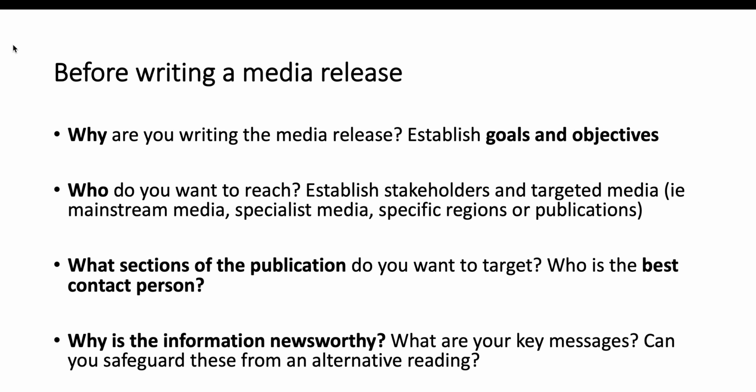Then you need to think about who you want to reach. Are these established stakeholders? Are they new stakeholders? Is it the mainstream media? Is it the mainstream public? Is it a particular demographic? So what section of the publication do you want to target? Some stories might be for a sports audience, and therefore you're trying to attract the sports media, or news media, or courts, or political stories, or something like this.